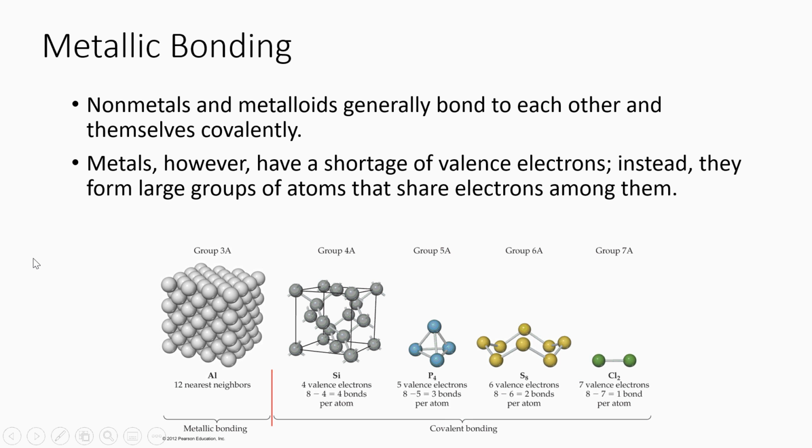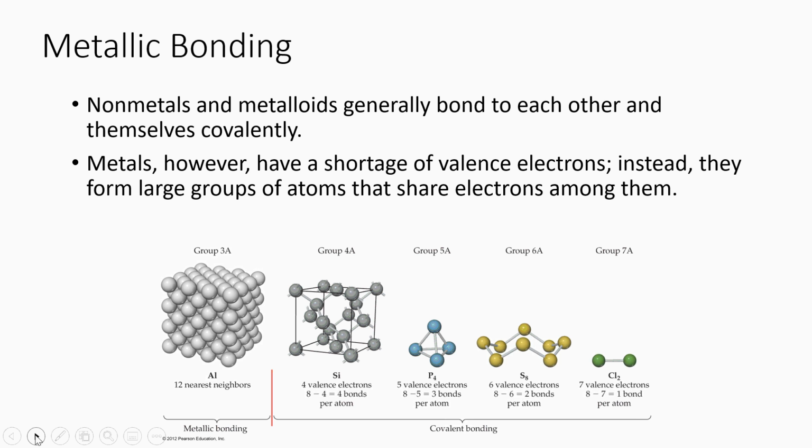Now let's look at metallic bonding. Nonmetals tend to bond covalently, but metals have a shortage of valence electrons. They might only have 1 or 2 valence electrons per atom, and they will get together and pool their electrons and all share them in large groups of atoms.